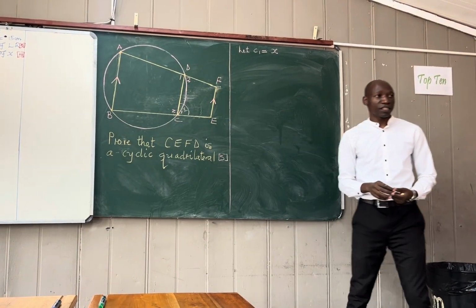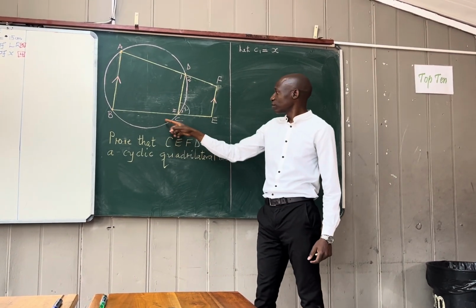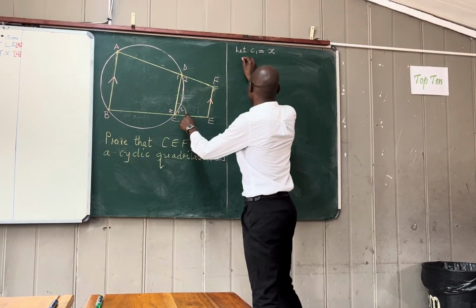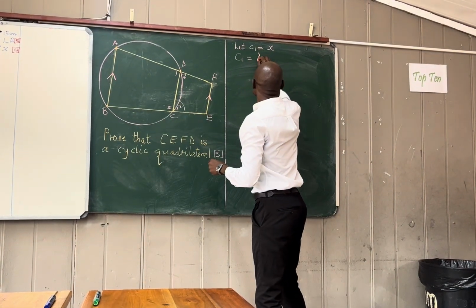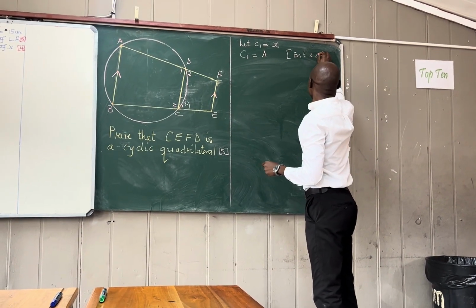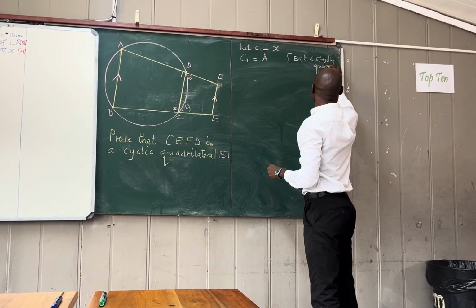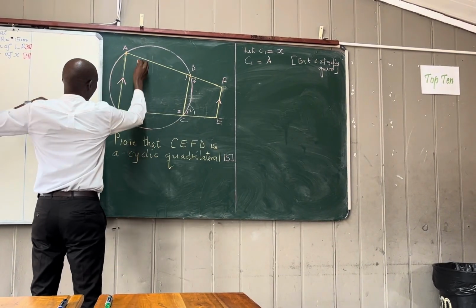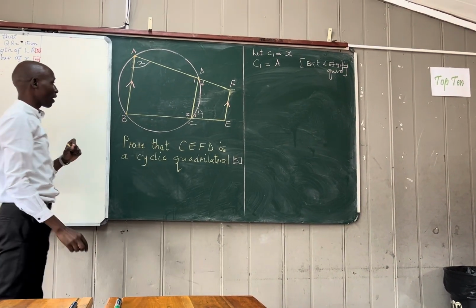Now, if you consider the cyclic quad that is originally given, that is ABCD, angle C1 is also equal to angle A. This is the exterior angle of the cyclic quad. So you can see that this is outside and this is the inner one. Which means this one is also equal to X, and then I write X there.